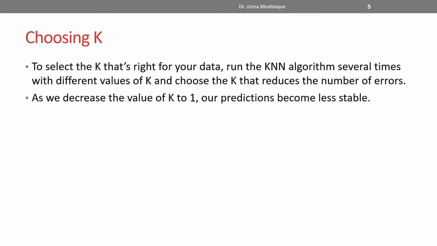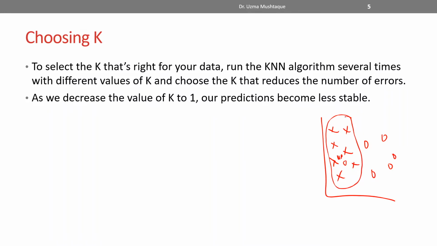Now think about k equal to 1. Let's say this is one category of things, and this is another, and there is this point. Let's say data was distributed something like this, and I come up with a new point somewhere here. So the new point lies largely with this x category. But the closest proximity is with this point, and if I have k equals 1, this new point will be misclassified. So k equals 1 makes the predictions less stable, as you can see.